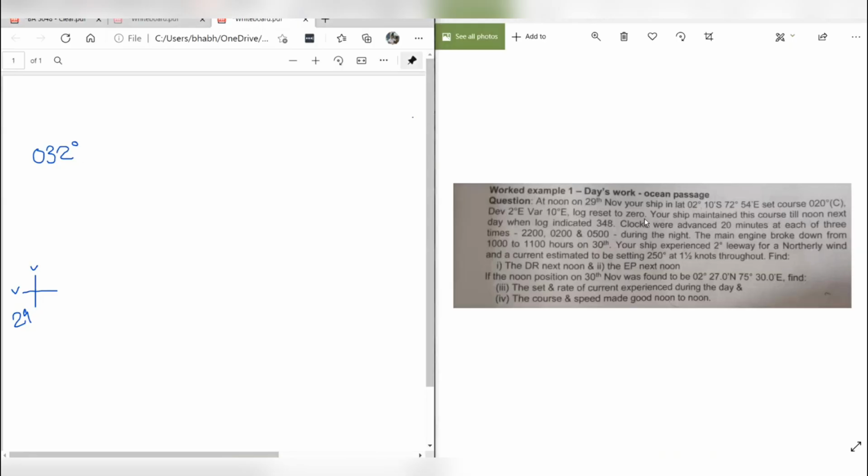The log was reset to 0. The ship maintained this course till noon next day. So you can have this course 032 up to next day noon. So we know the vessel has moved on 032. Oh, sorry, there is the leeway. Yeah, leeway also. Okay.